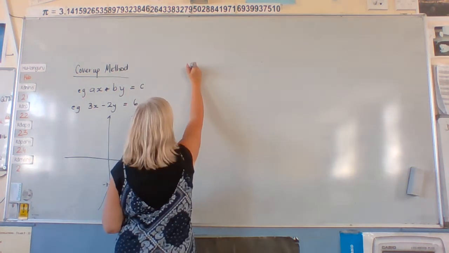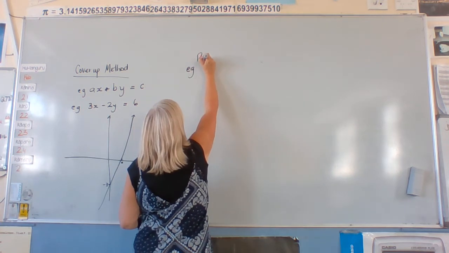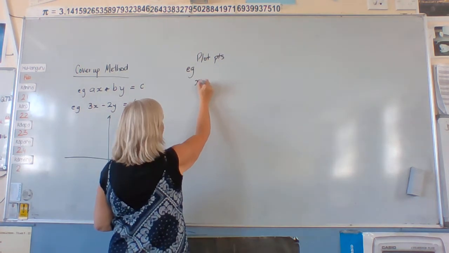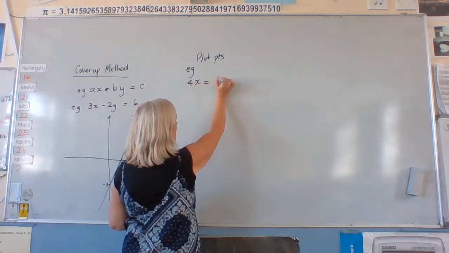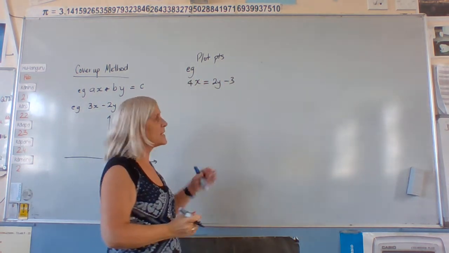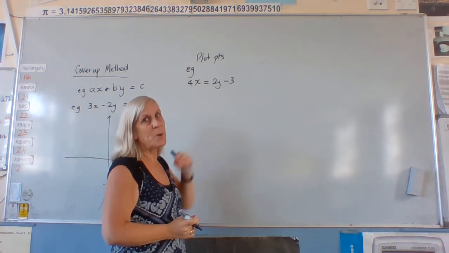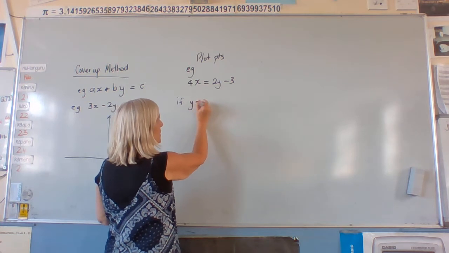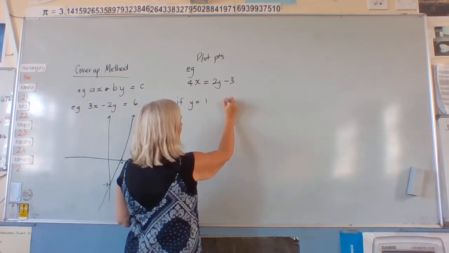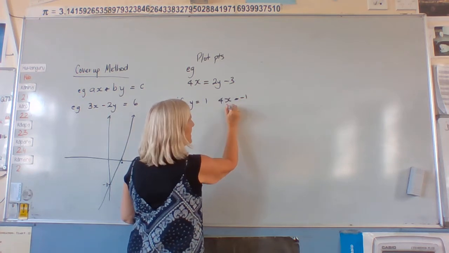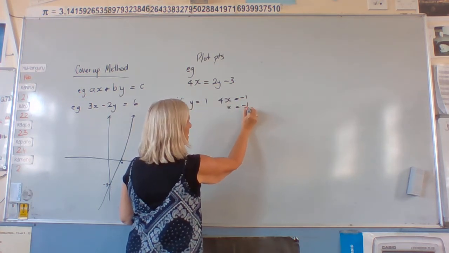So we might have an equation that we don't know, like 4x equals 2y minus 3. Oh, how awful is that? What we need to do is put values in. So if y equals 1, 4x will equal 2 times 1 minus 3, which is negative 1. x will be equal to negative 1/4.